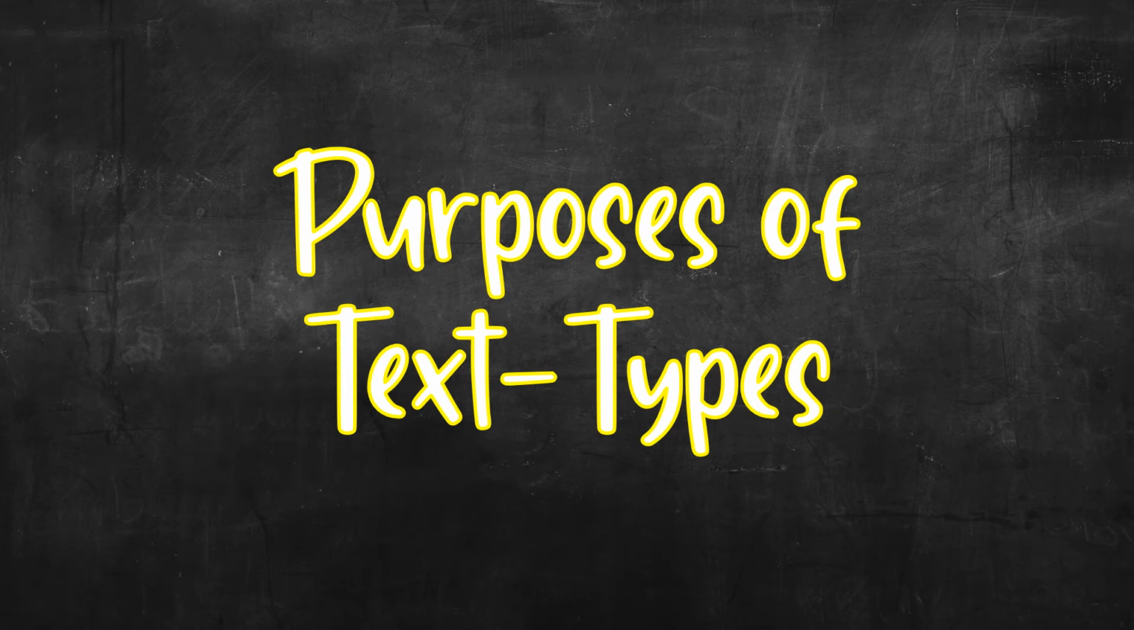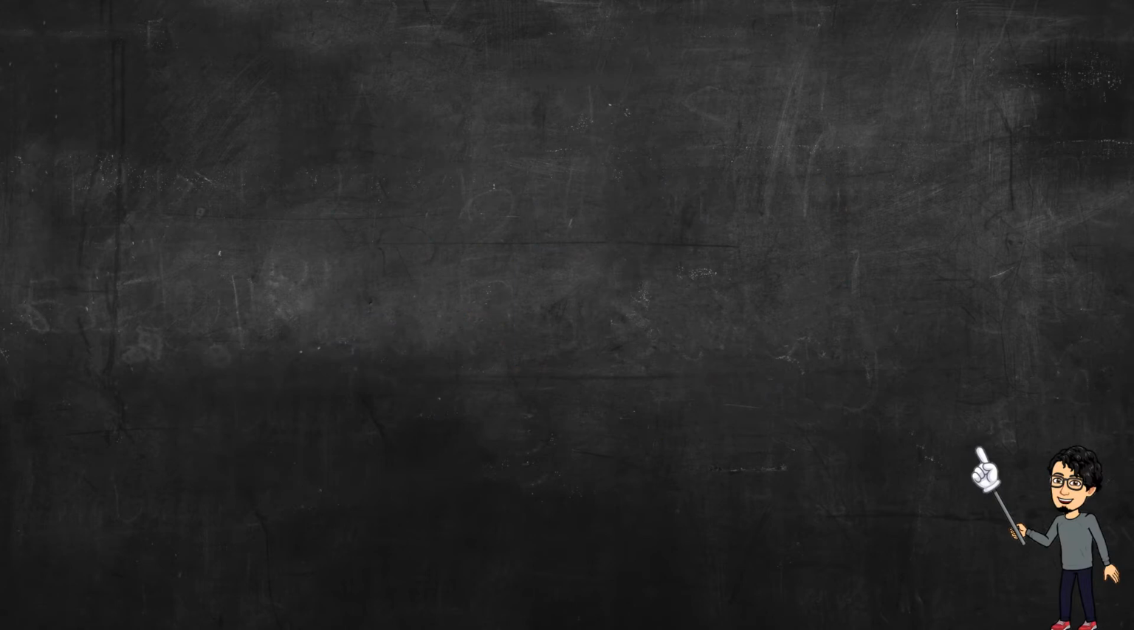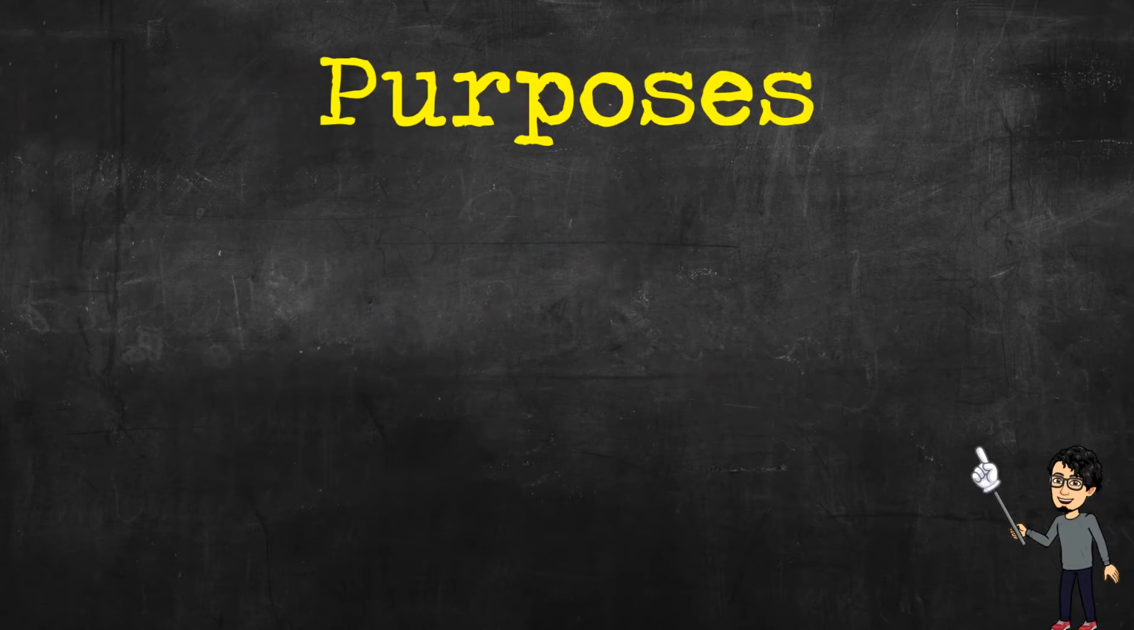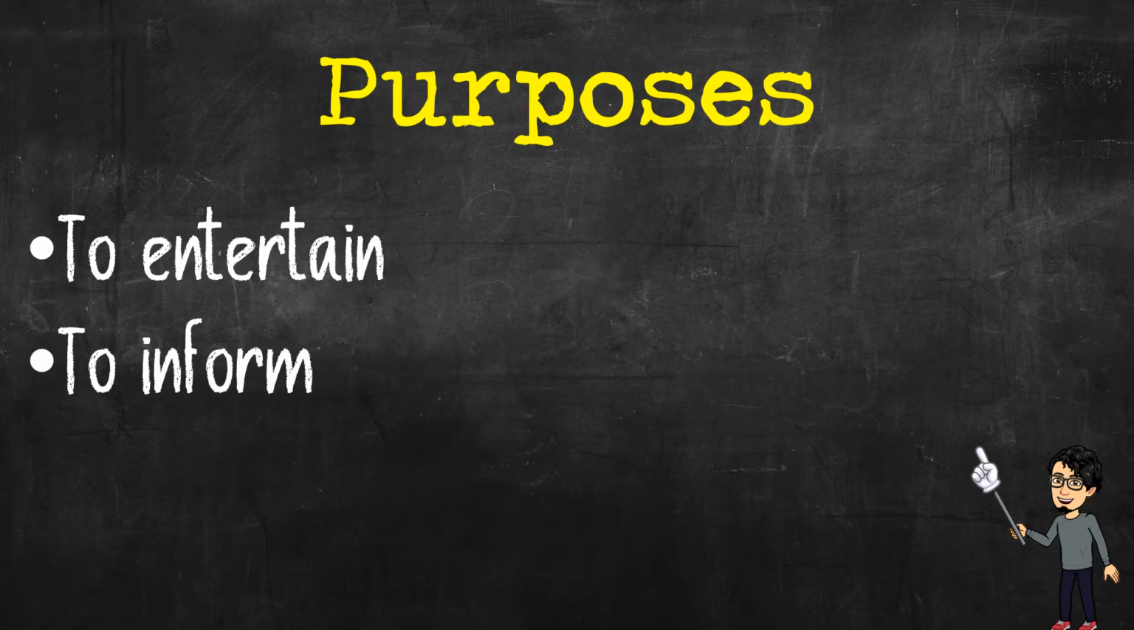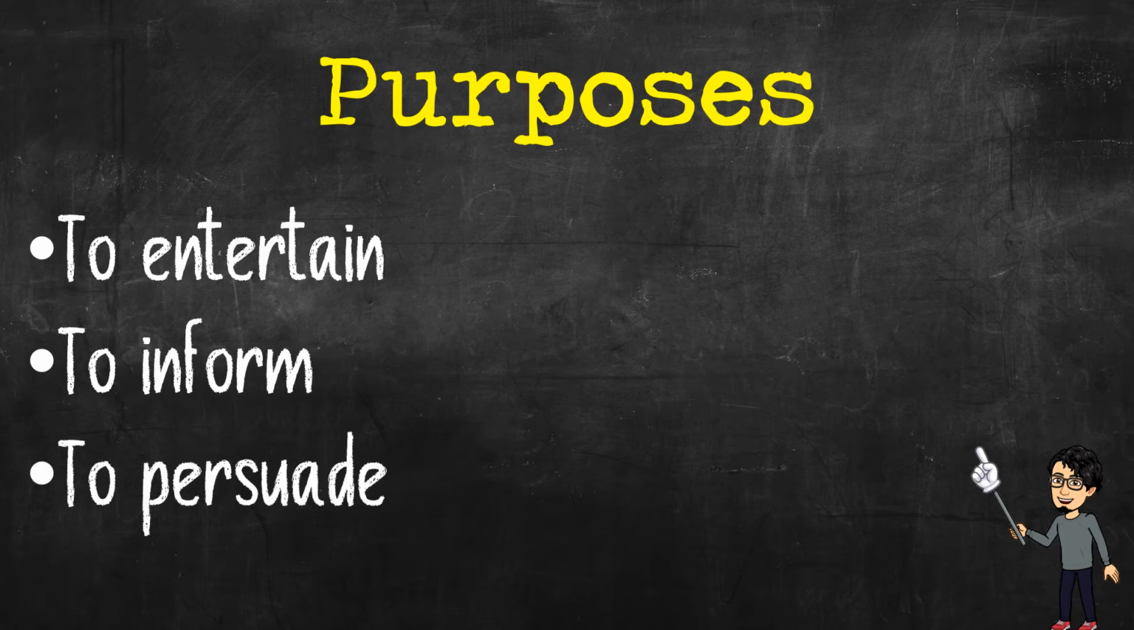Purposes of text types. Text types have three main purposes. First, to entertain. It means to provide leisure or enjoyment to readers. Second one is to inform, which means to educate or instruct readers on particular details or information. The last one is to persuade, which means to ask readers to believe in a particular issue or stand. This allows one to do something caused by sound argument.